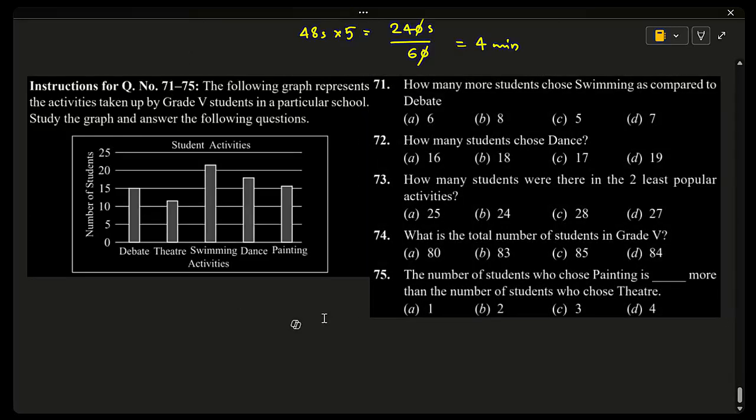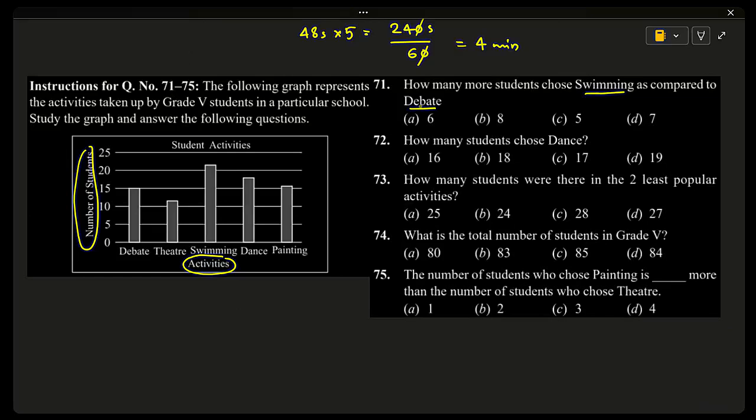Yes, this is the question. Questions 71 to 75. The following graph represents the activities taken up by grade 5 students in a particular school. Study the graph and answer the following questions. So debate, theater, swimming, dance, painting. These are activities on the x-axis and number of students on the y-axis. So the first question, how many more students chose swimming as compared to debate?